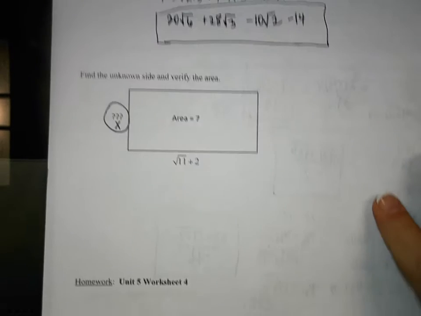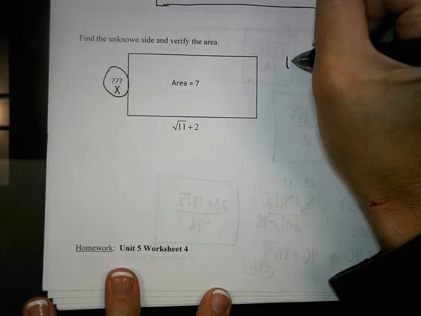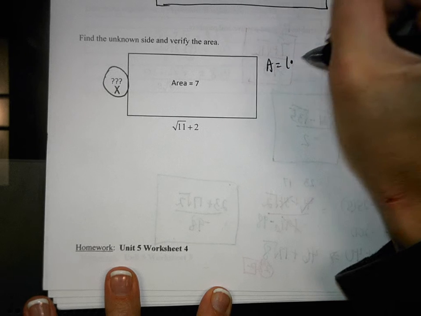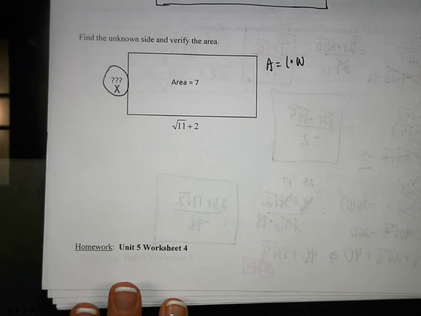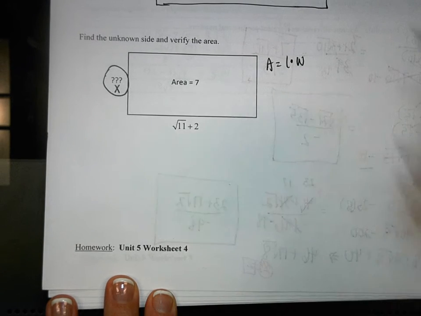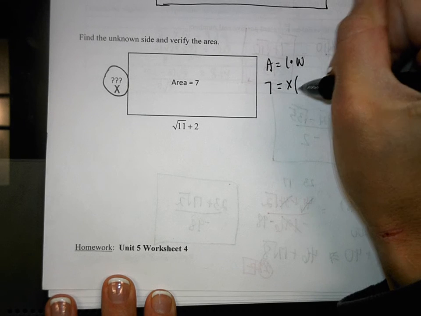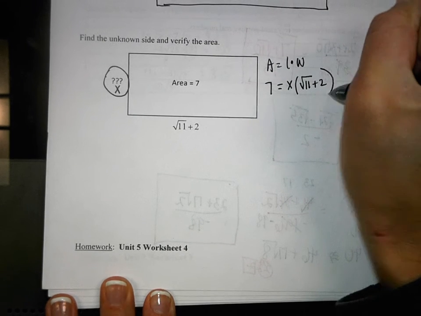We find area, or who thinks they know how to set up this equation? How would you write it out? Would it be root 11 plus 2 over x equals 7? Something like that. Okay, so what's the formula for finding area? I want us to start with that. A equals L times W, length times width. Okay, so they're saying my area is 7. So if I were to plug in the information here, I would write this as 7 equals X times root 11 plus 2. Is everyone okay with that?